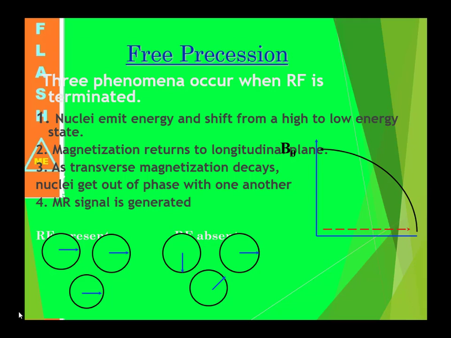Free precession. Three phenomena occur when RF is terminated. One, nuclei emit energy and shift from a high to low energy state. Two, magnetization returns to the longitudinal plane. Three, as transverse magnetization decays, nuclei get out of phase with one another. Four, the MR signal is generated. RF present, RF absent.